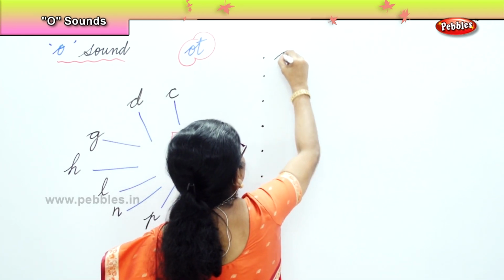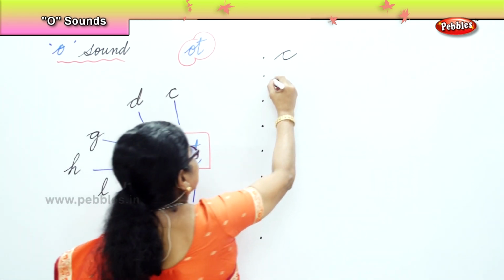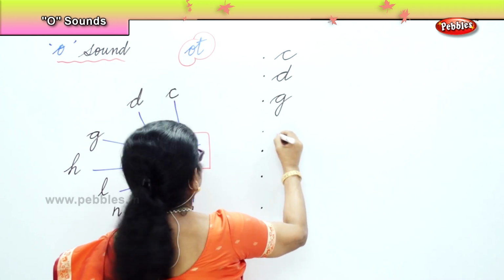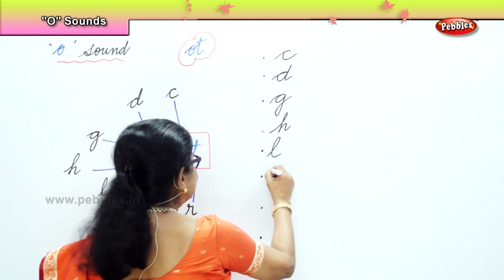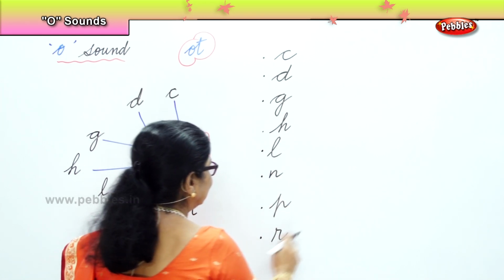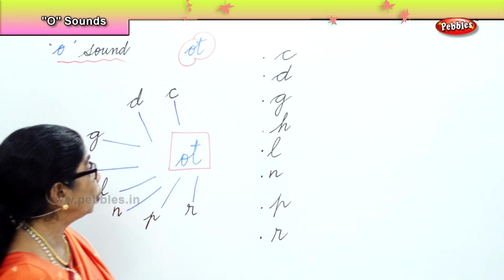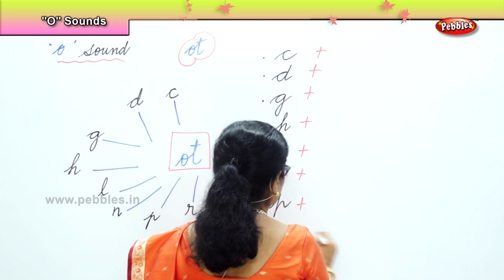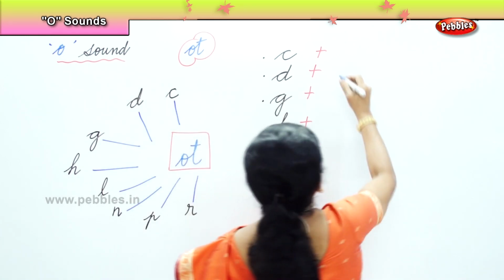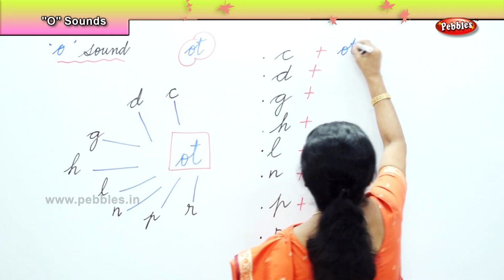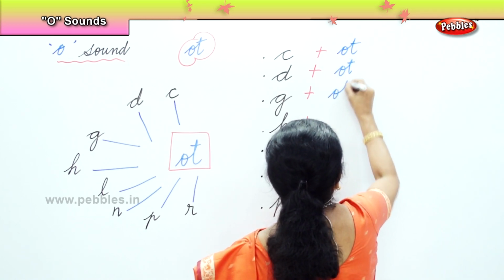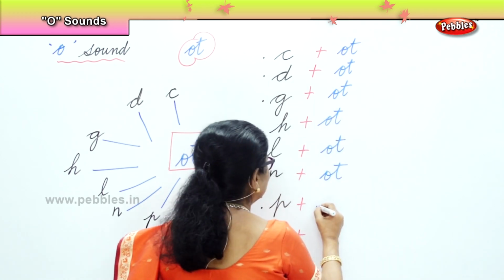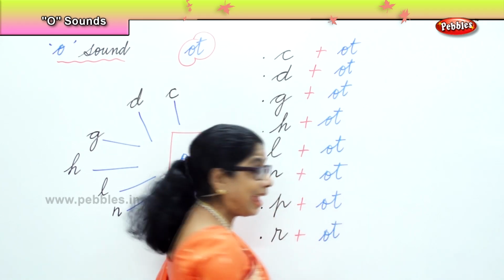Fine. First one, we have K, D, G, then H, L, N, P, and R. Okay? Together with that, we're going to add on O-T. What are we going to add on? O-T to it. K and O-T. D and O-T. G and O-T. H and O-T. L and O-T. N and OT, P and OT, R and OT, and we get a new word.